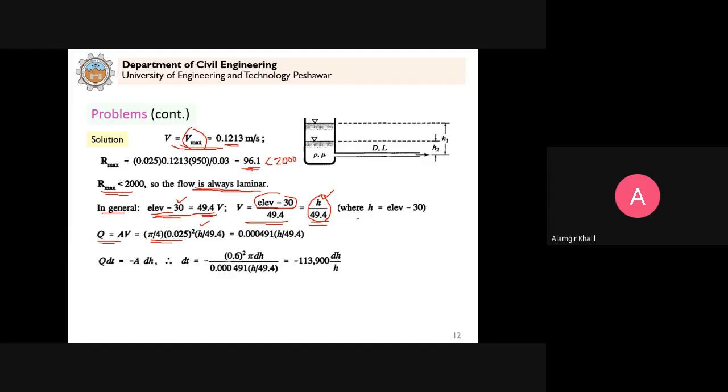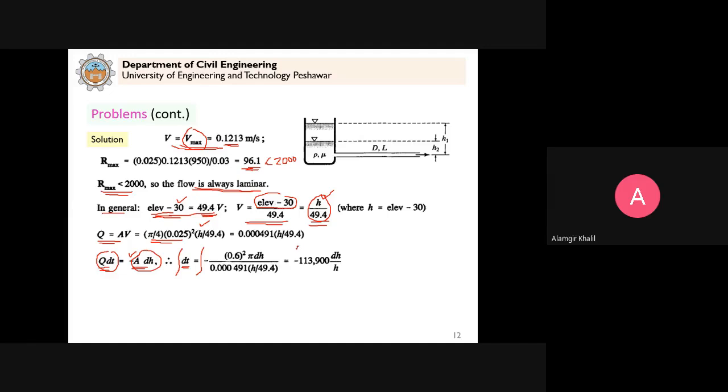Clear? So now we already stated that Q into dt, which is volume, is also equal to volume, A into dH. Negative sign because this quantity is decreasing with respect to time. So this is volume and this is volume. If you want to calculate dt, this will be equal to minus A dH by Q. And you just need to now integrate this equation. You get the expression for dt. Just integrate this equation to calculate the time.